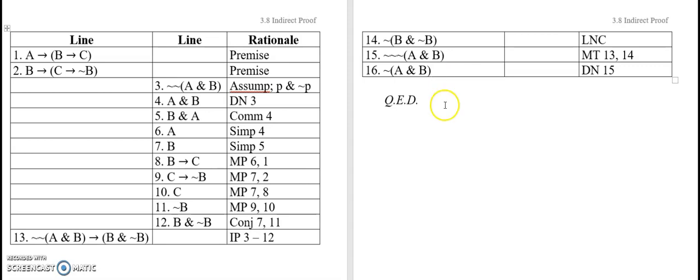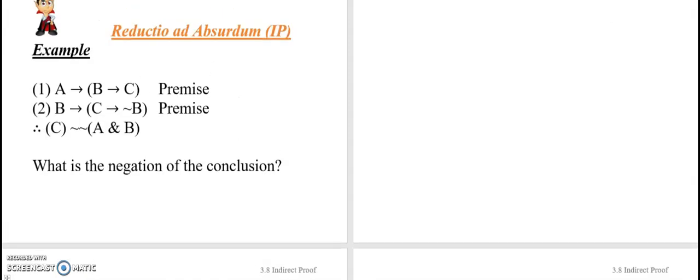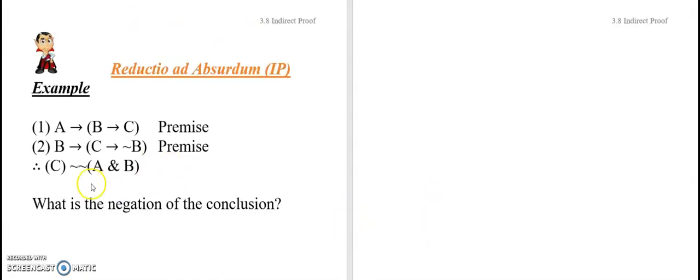And the big point that I wanted to make about this was, let me show you here. The original problem was like this. When you have a problem like this, and the conclusion is not just a single letter like A or B or C by itself, but something more complex, you're taking the negation of the whole thing, however complex it is. If you're going to use indirect proof, that's how you proceed. So I wanted to make that point for you.